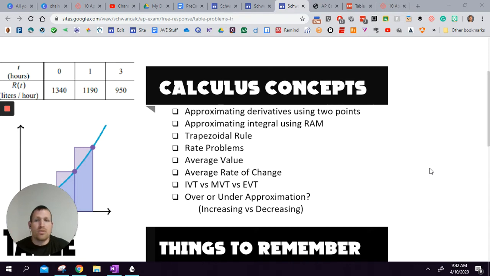Approximating a derivative using 2 points, so finding the slope. Approximating an integral using RAM or trapezoidal rule. Okay, we could do some rate problems with this stuff, so rate in versus rate out, those types of things. And you'll see that here for sure.